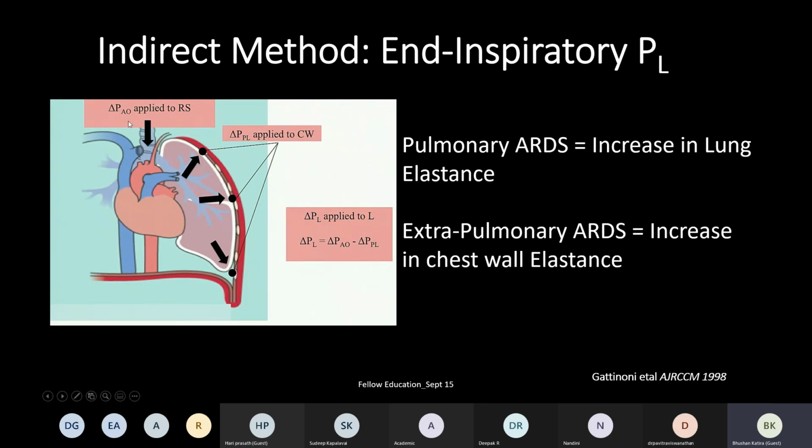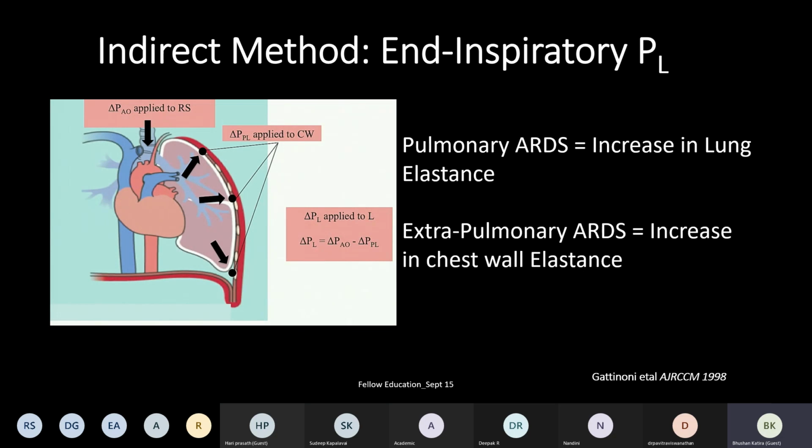Here, in this example, the terminology is a little different, but what he refers to here is the delta transpulmonary pressure. Now, let's go back. This is 1998, and driving pressure has become more famous from 2015 onwards. But delta airway pressure applied to the respiratory system, once you take the resistive component out, is basically the driving pressure that we know in literature today.